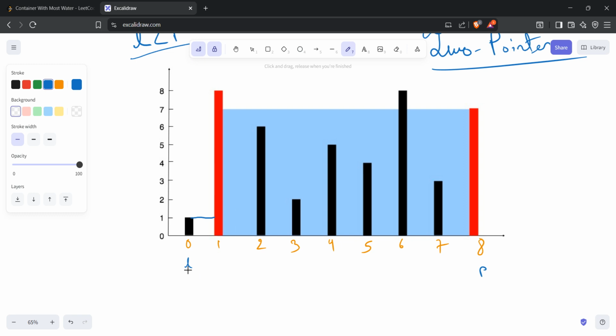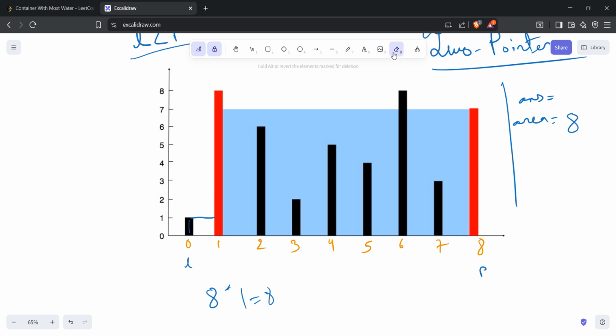So now what we can do is calculate the area of these two bars, this bar and this bar. The distance is 8 minus 0, that means 8. Let's take variables answer and area. Here the length is 8 and the breadth, the minimum of the two, is 1, so 8 into 1 is 8. The answer is initialized to 0, and now the area is 8. Is 8 greater than 0? Yes, therefore we update answer to 8.